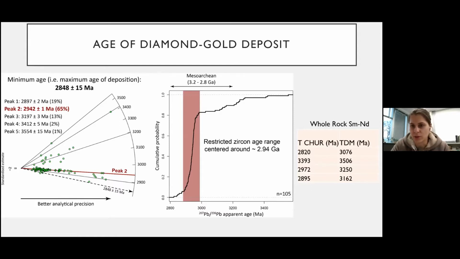The whole rock, part of the conglomerate, was crushed, and very small fractions of about 0.1 gram were analyzed for samarium-neodymium. As you can see, the TCHUR model ages and the depleted mantle model ages again have an age range of about 2.82 to about 3.5 billion years, again confirming the age range that we also got from the zircons.